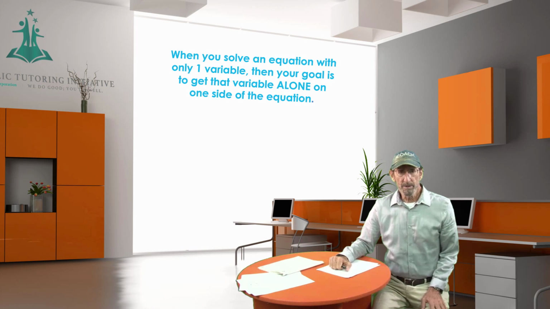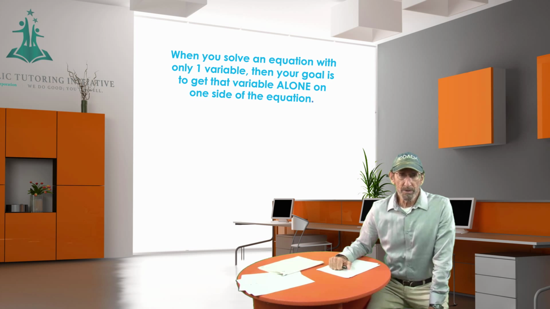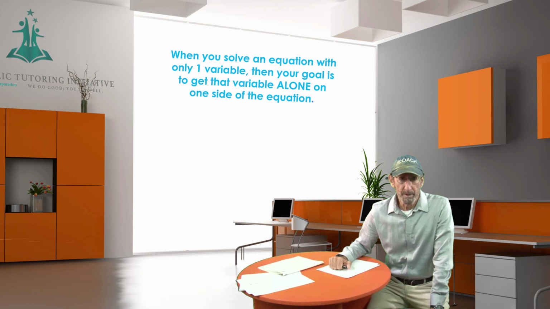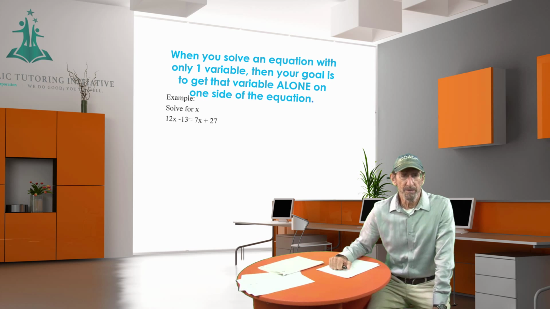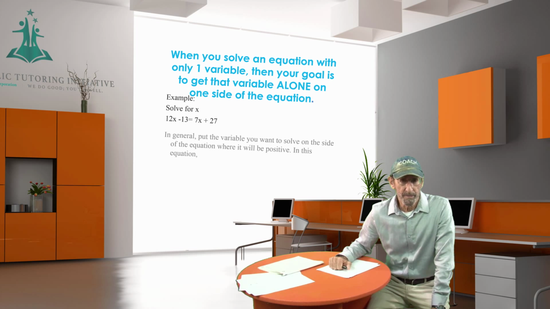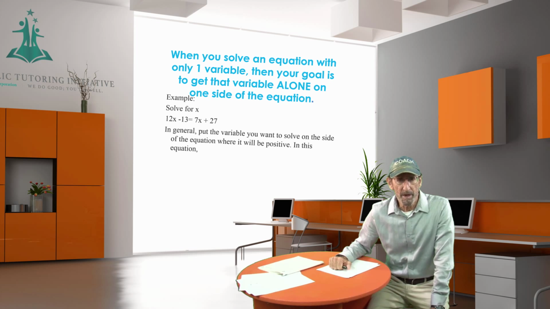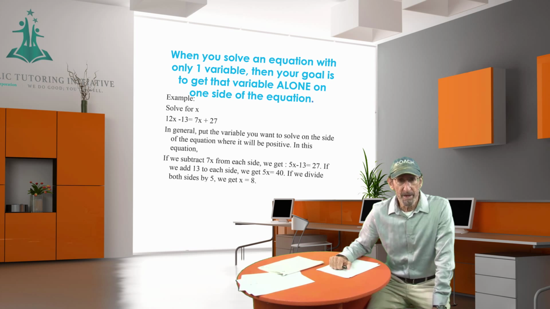Okay, when you solve an equation with only one variable, your goal is to get that variable alone on one side of the equation. Let's try it out. Solve this for x. 12x minus 13 equals 7x plus 27. As a general rule, it's best to try to put the variable you want to solve for on the side of the equation where it will be positive. So in this equation, we subtract 7x from each side. We get 5x minus 13 equals 27.